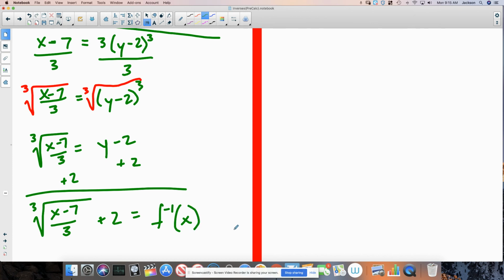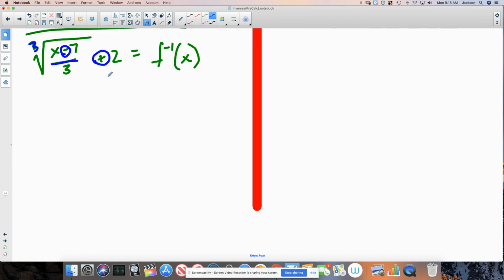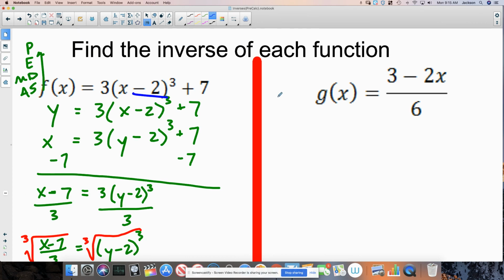Now, as a quick last check, let's take a look at our operations here. What do we have? We have addition, subtraction, division, and a cube root. We have the addition of 2. What did we have in the original function? We had subtraction with 2. We have subtraction of 7. Up here we had addition with 7.